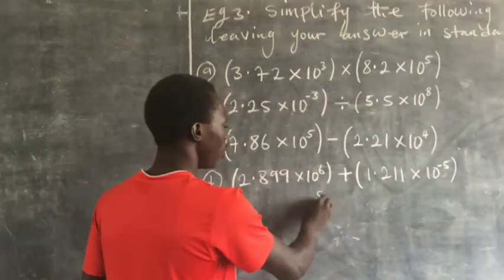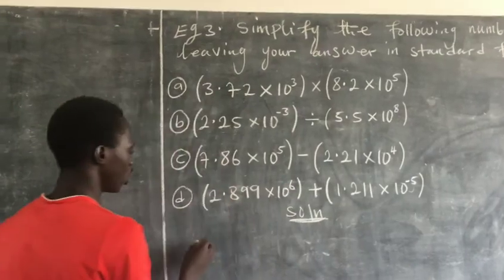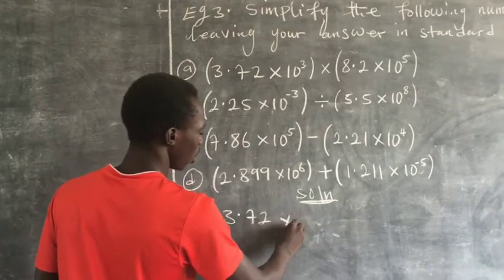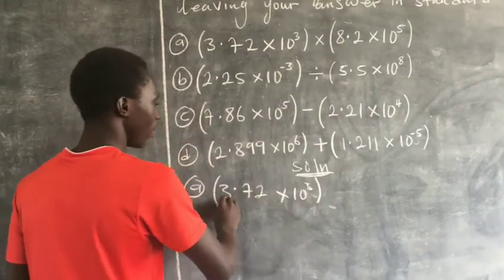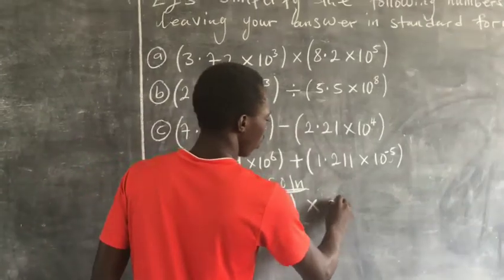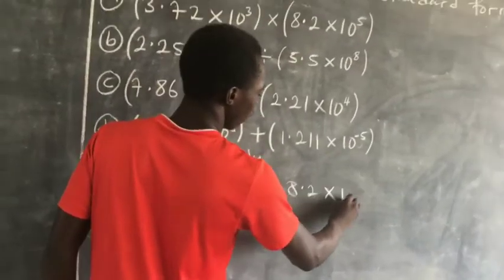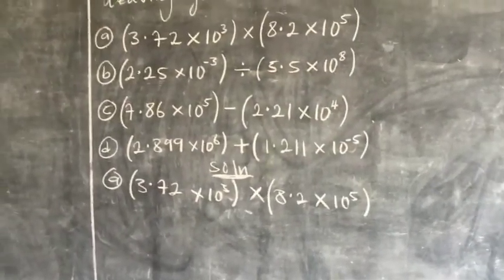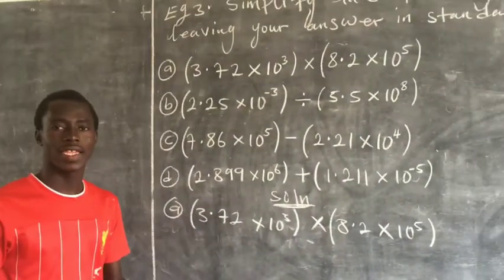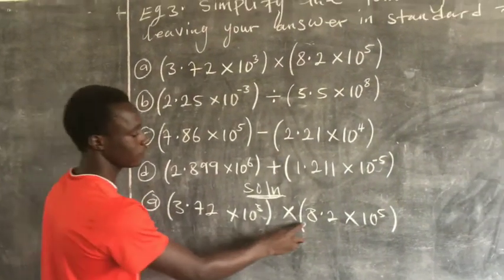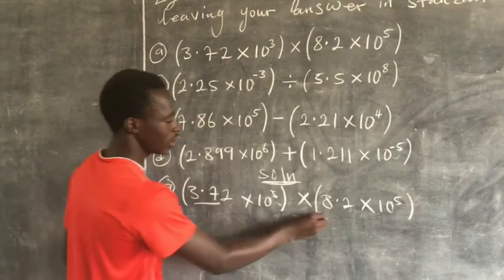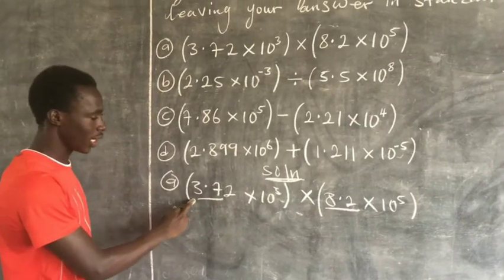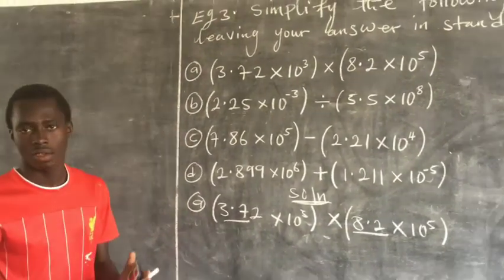So now, first of all, we are to solve the first question given, that is A. We have 3.72 exponent 3 multiplied by 8.2 exponent 5. So now, these are the two numbers that we get. When you are dealing with multiplication sign in standard form, take the two bases, multiply them and add the powers.